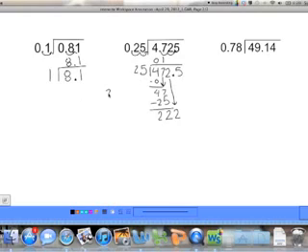Over to the side, let's check that. 25 times 8. 8 times 5 is 40. 8 times 2 is 16 plus 4 is 20. So that's right, we have 200. So we know it can fit in 8 times. We're going to subtract 200. 2 minus 0 is 2. 2 minus 0 is 2. 2 minus 2 is 0. Bring down that next 5.